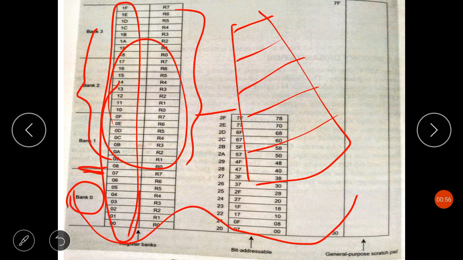Now, why is the upper limit 1F only? Why can it not extend? Because the internal RAM memory is from 00 to 7F. The upper limit is 1F because 20 to 2FH of this internal RAM is reserved for bit addressable memory and must not be used by the stack memory.